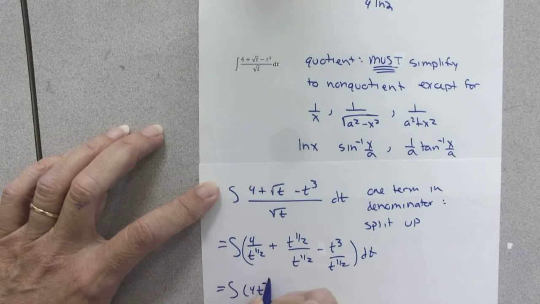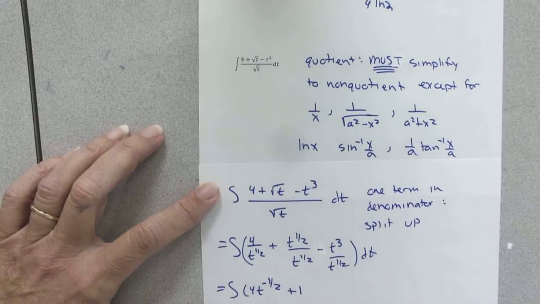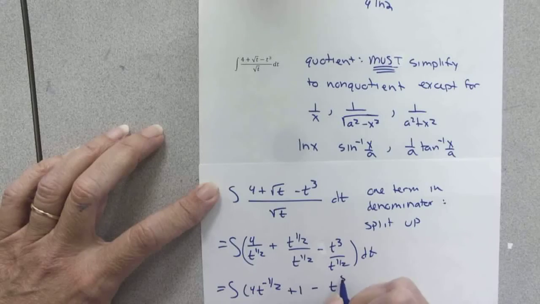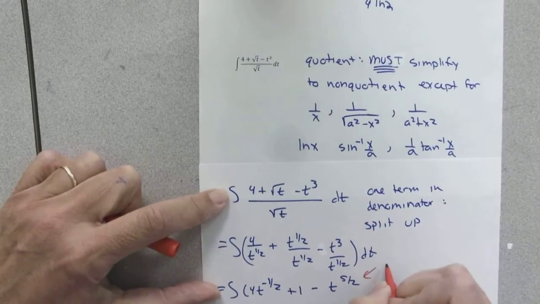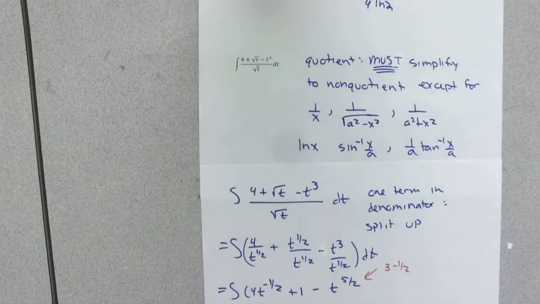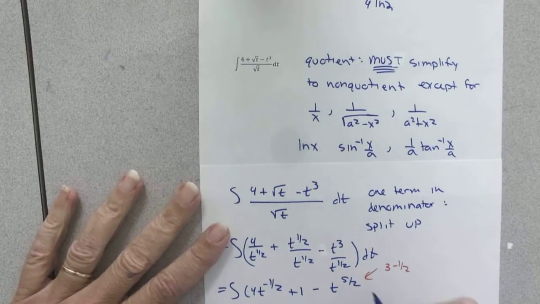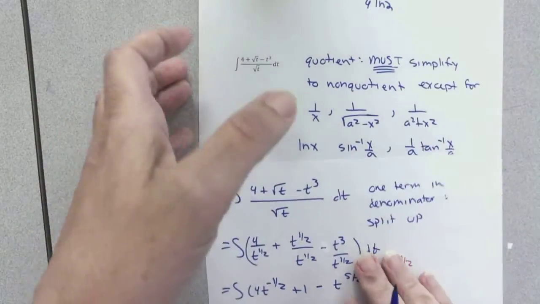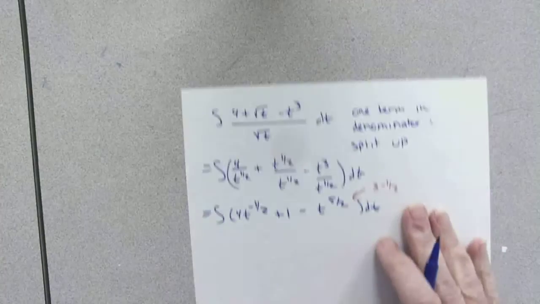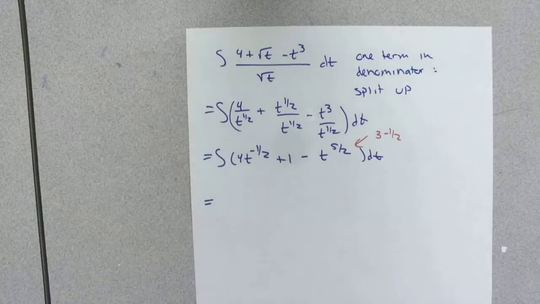And so that's 4t to the minus 1/2 plus 1. Numerator, denominator, same, so plus 1. Minus t to the 5/2. And where that 5/2 came from, 3 minus 1/2. In a fraction, I subtract my exponents. And now it's in a much more calculus-friendly format. And so now I'm ready to find my derivative, or find my antiderivative, find my integral.